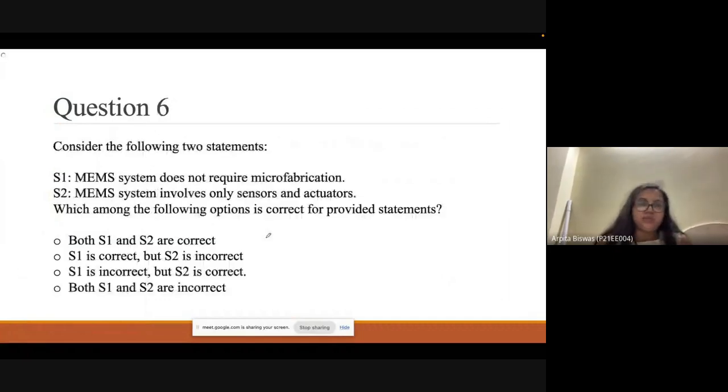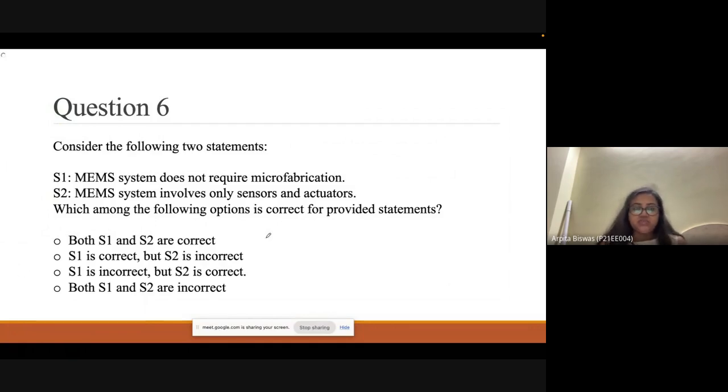So this is question number 6. Consider the following two statements. The first statement is: MEMS system does not require microfabrication. And the second statement is: the MEMS system involves only sensor and actuator. Which among the following options is correct for the provided statements?